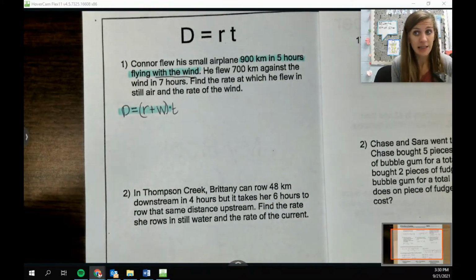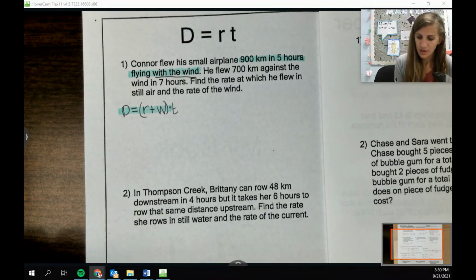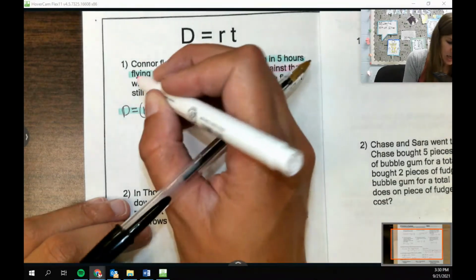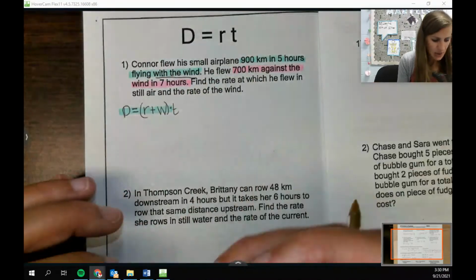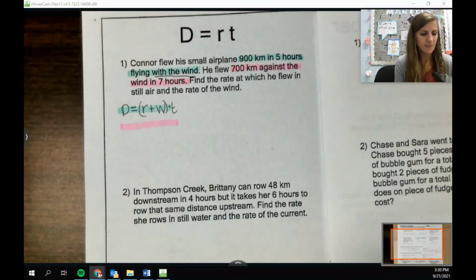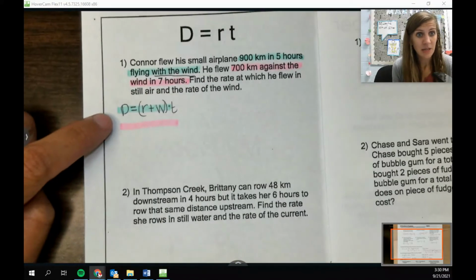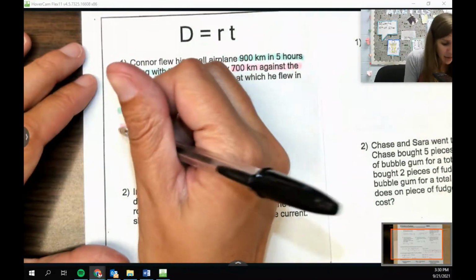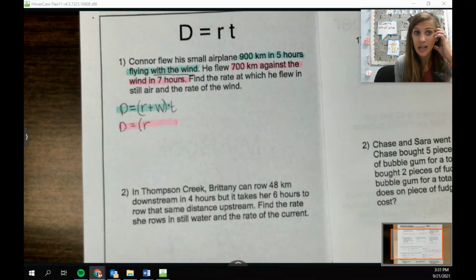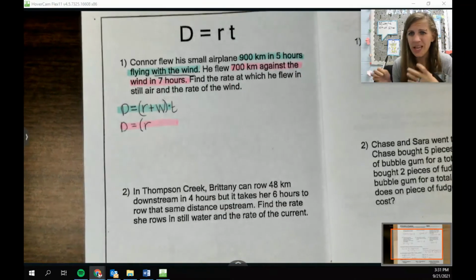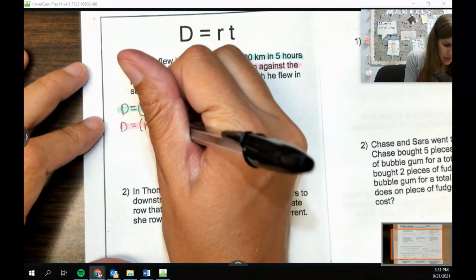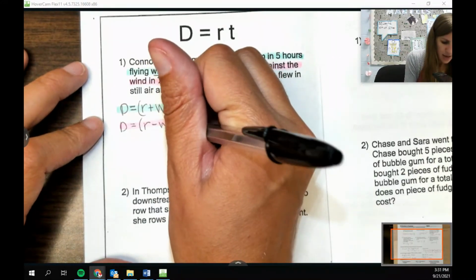Now another flight that I took that was 700 kilometers, but going against the wind, took me 7 hours. That is going to have to be a separate equation, although it's very similar. So distance equals rate times time still. However, that rate is not just going to be a rate. That wind is pushing against you, making you go slower. So to slow your speed down, I would subtract the rate of the wind off of it.